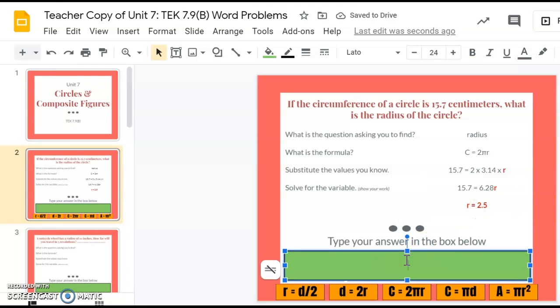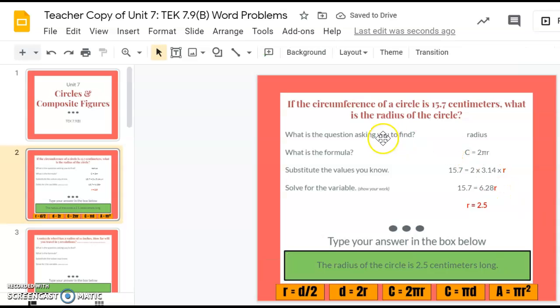So I'm going to type my answer down here below because that's what this is asking me to do. And then I'm going to go ahead and label it centimeters because I have a label up here. It's a word problem. Or actually, you know what I need to do? I need to actually type a sentence because that's what I told you guys to do. The radius of the circle is, this is what we're going to do, 2.5 centimeters long.